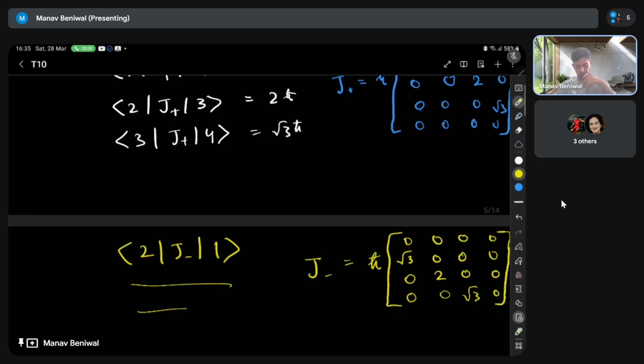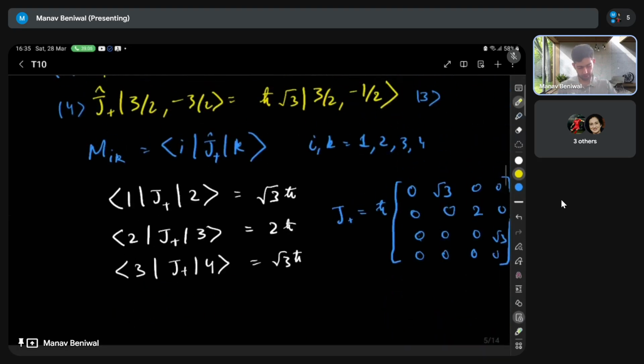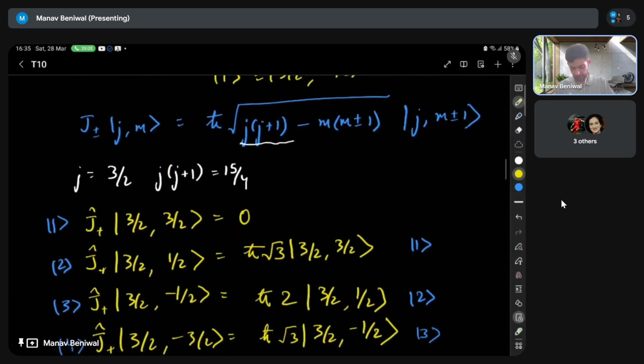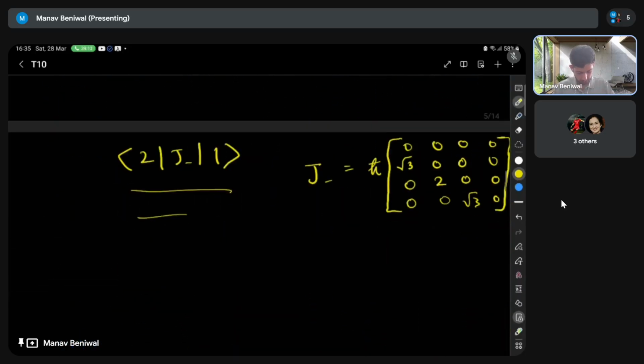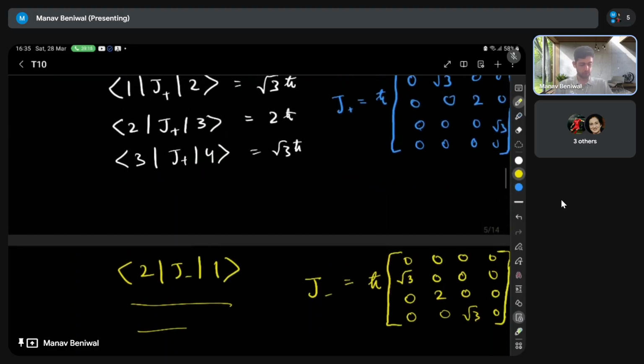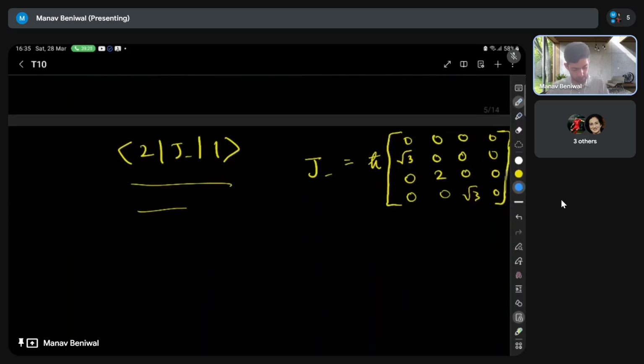Okay, so you can check this on your own. It's the same thing. We'll use this same equation and do it for all 4 states, and you will see that we are getting the same thing. So now we have both j plus and j minus matrices, and finally we know that there is a relationship between j plus, j minus and jx.